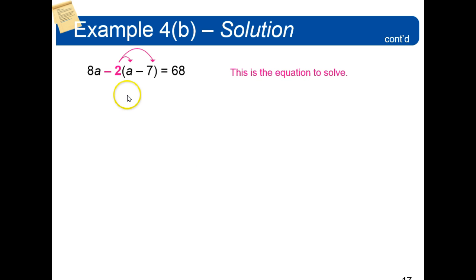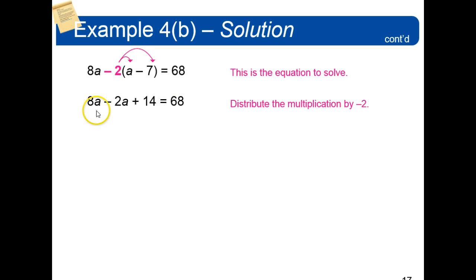Example B. Once again, we have to distribute. This is an example where it is so important to pay attention to signs. We have a negative 2 times a, which comes out negative 2a. We also have a negative 2 times negative 7. A negative times a negative is a positive. So this changes to 8a minus 2a plus 14 equals 68.